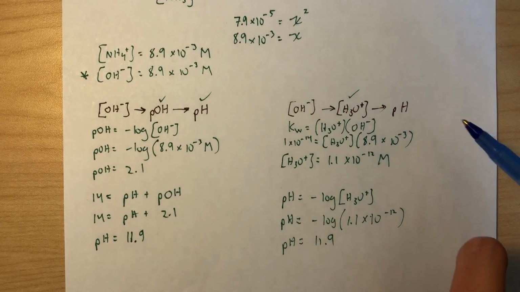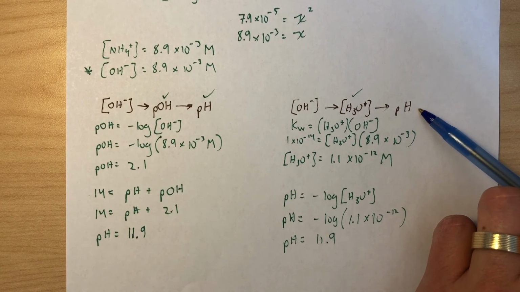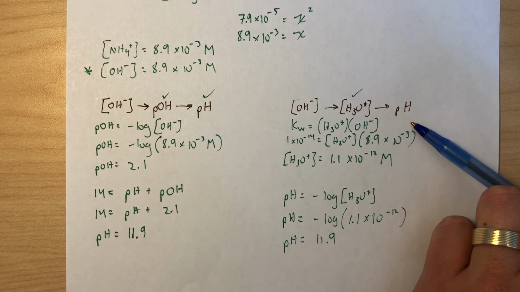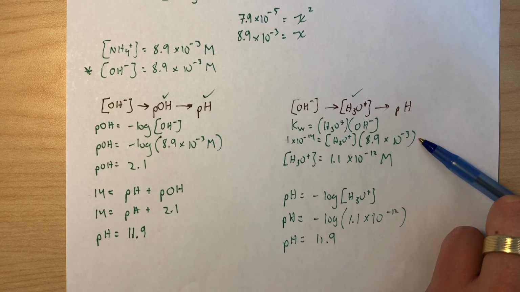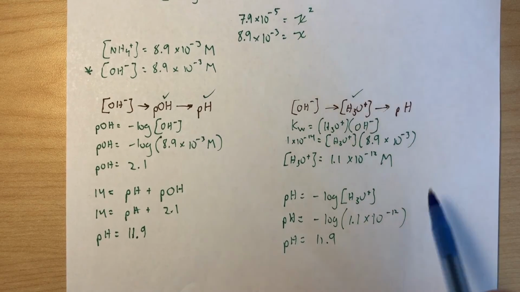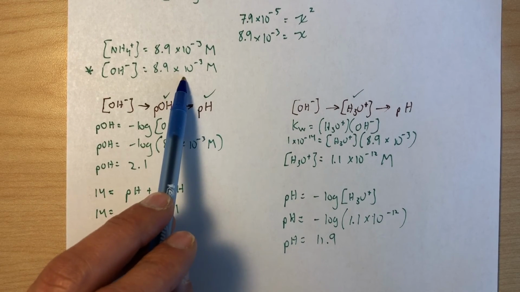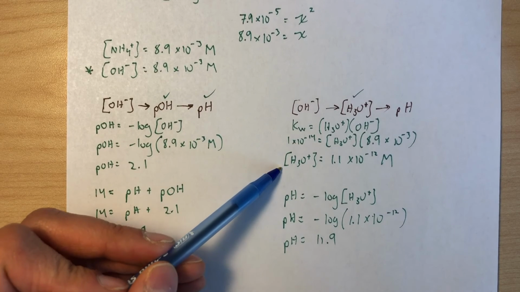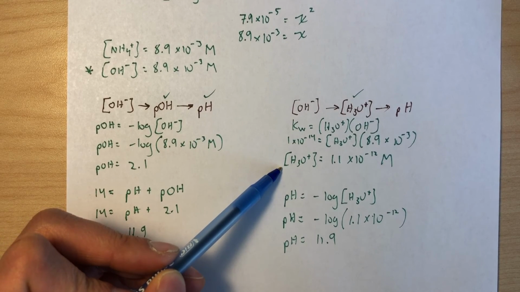In our second method, we can look at the hydroxide concentration, calculate the hydronium concentration, and from that, calculate pH. That's based on the fact that Kw is equal to hydronium, H3O plus, times hydroxide, OH minus. So 1 times 10 to the negative 14 is going to be equal to our hydronium concentration times 8.9 times 10 to the negative 3rd, since that hydroxide concentration has already been calculated. Hydronium is then equal to 1.1 times 10 to the negative 12 molar.